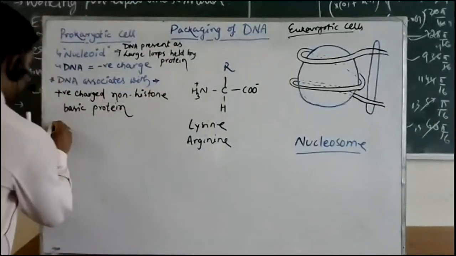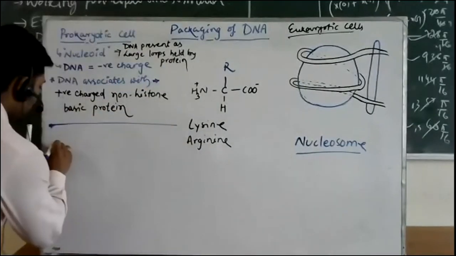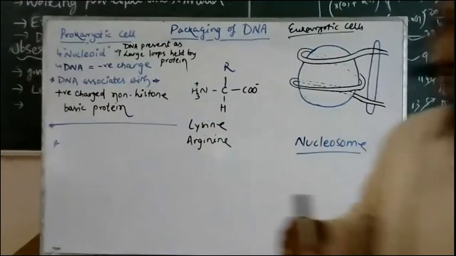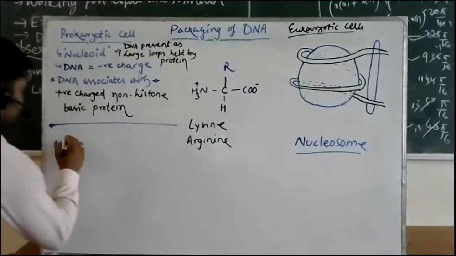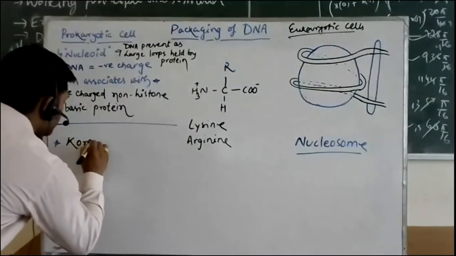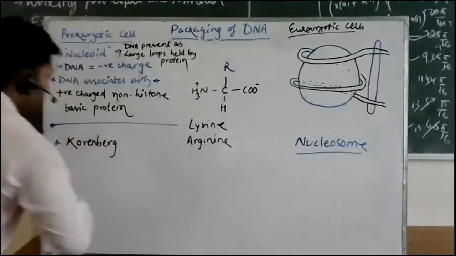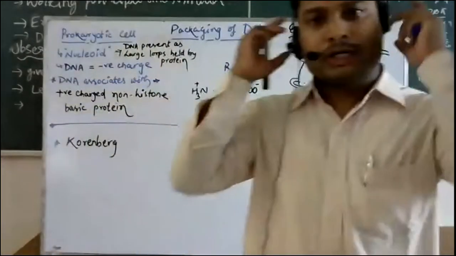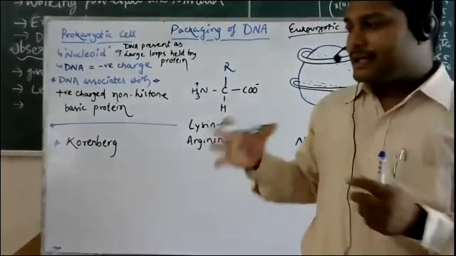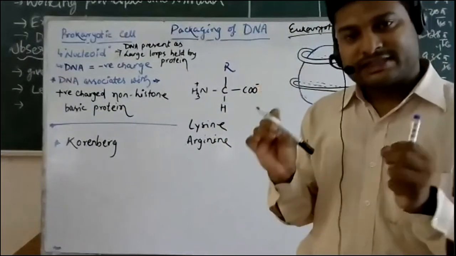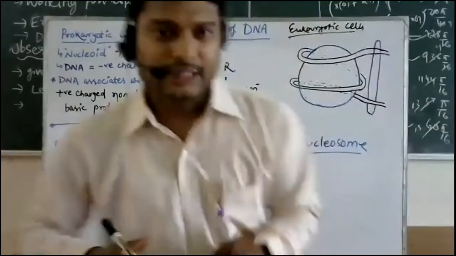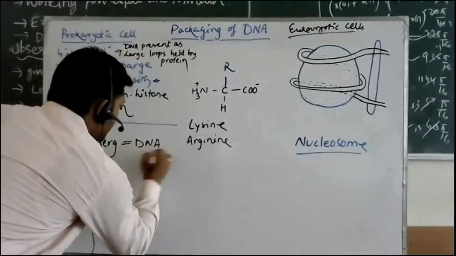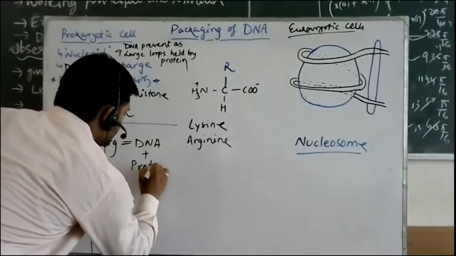Before going into that, what you have to keep in mind is that there was a scientist called Kornberg. Now why is he important? Because Kornberg discovered that the chromosome is made up of two components, and these two components turn out to be DNA and protein. This is what I actually forgot to tell you, right? DNA and protein.